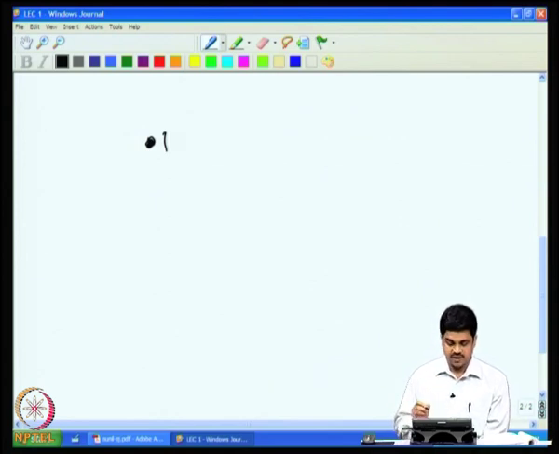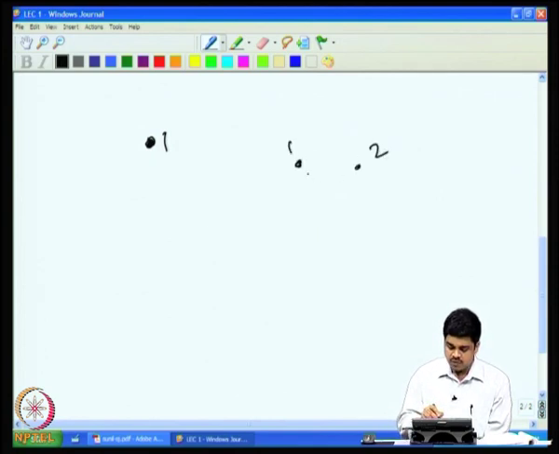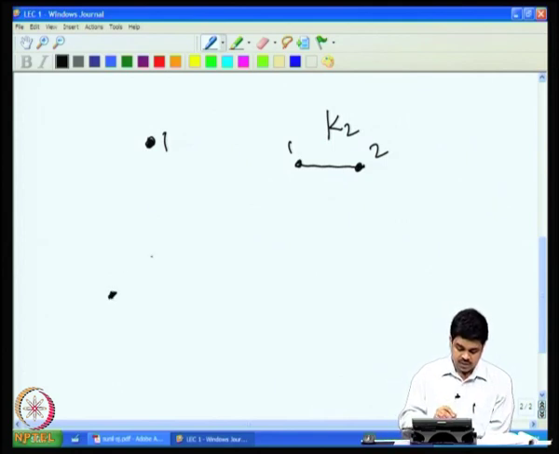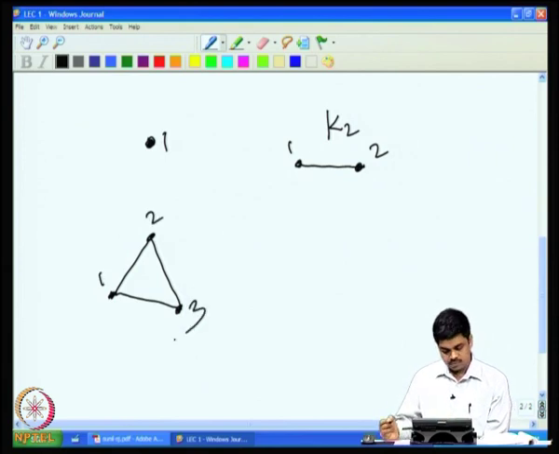We are talking about simple graphs here. Suppose there are two vertices 1 and 2, then there is only one pair. So this is a complete graph, called K2, the complete graph on 2 vertices. Suppose there are 3 vertices, then there are 3 pairs, one like this, the other, and the third one is this. This is 1, 2, 3. This is the complete graph on 3 vertices.